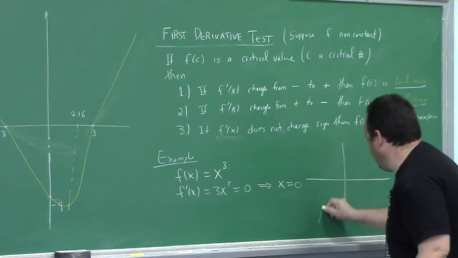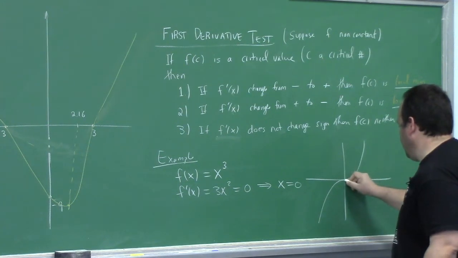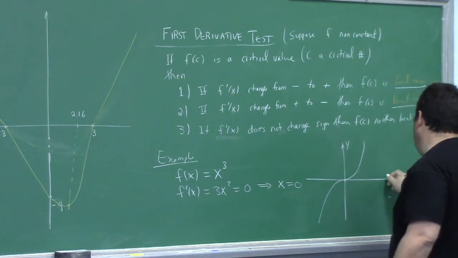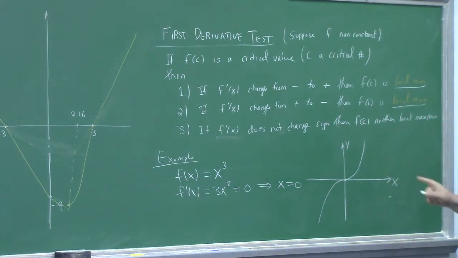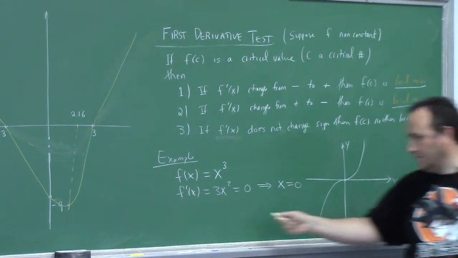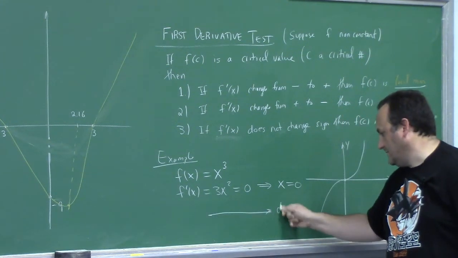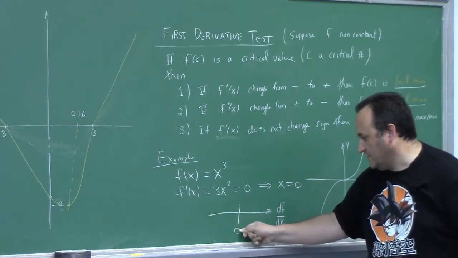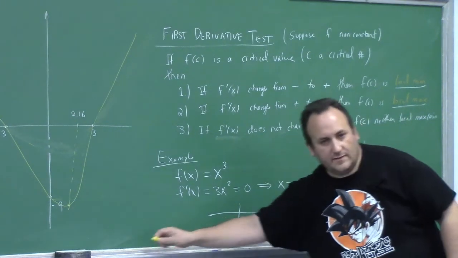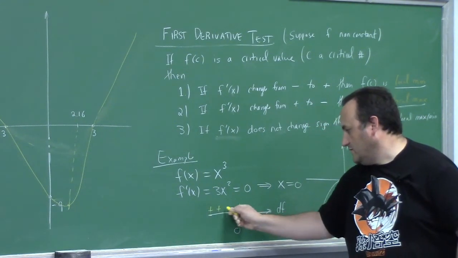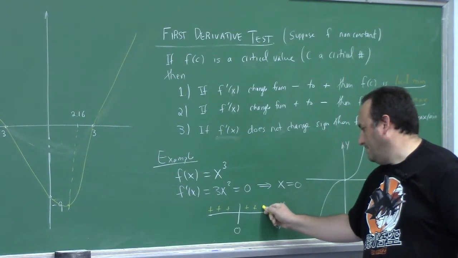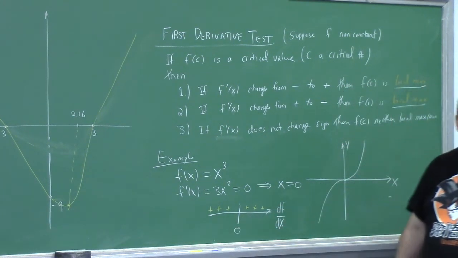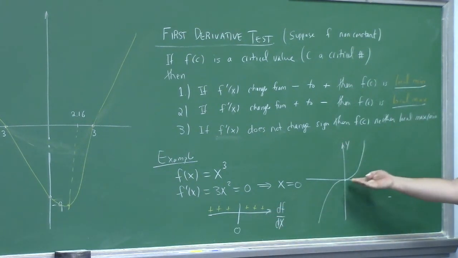Right? So there is the kind of point that case 3 concerns. See, the number line for the derivative looks like this. It's got a critical number at 0. But the thing is, the cube function is always increasing. So here, 0 is a critical number, but it's neither a local max nor a local min.